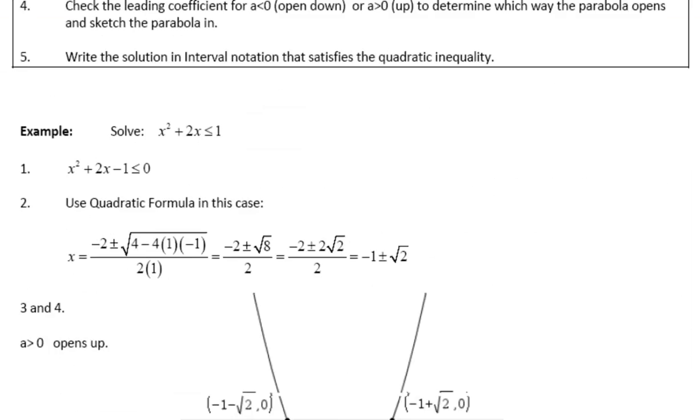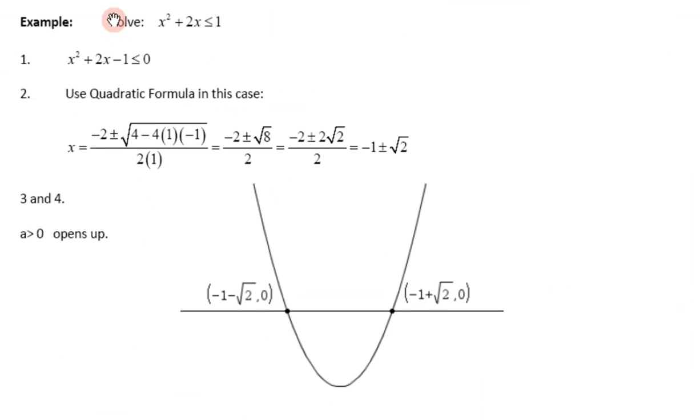So here's an example. We're supposed to solve x squared plus 2x is less than 1. Well, we need to solve it equal to 0, so we need to subtract 1 on both sides. Then I get this equation here. And now I can solve that with factoring or whatever, but here it doesn't factor, so I have to use the quadratic formula. So I stick the a, b, and c into the quadratic formula. I get my two zeros being -1 plus or minus the square root of 2.